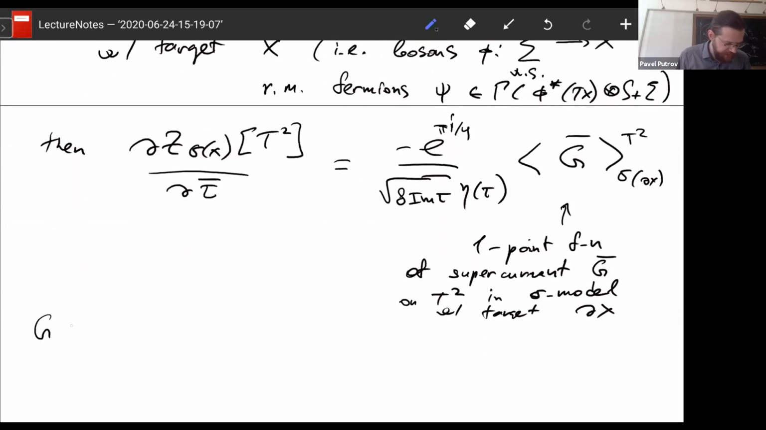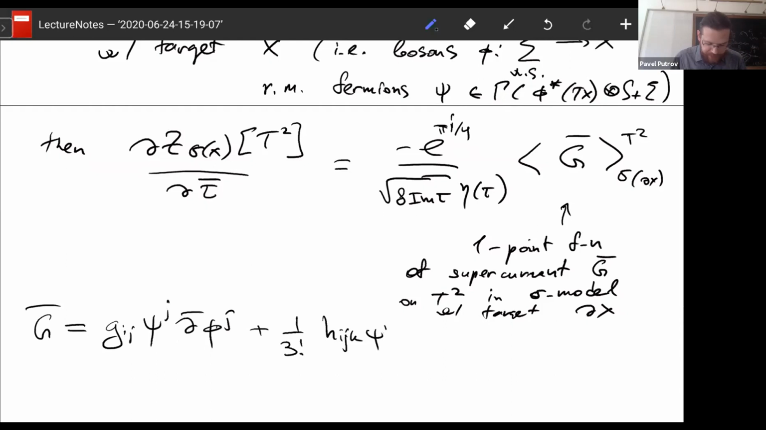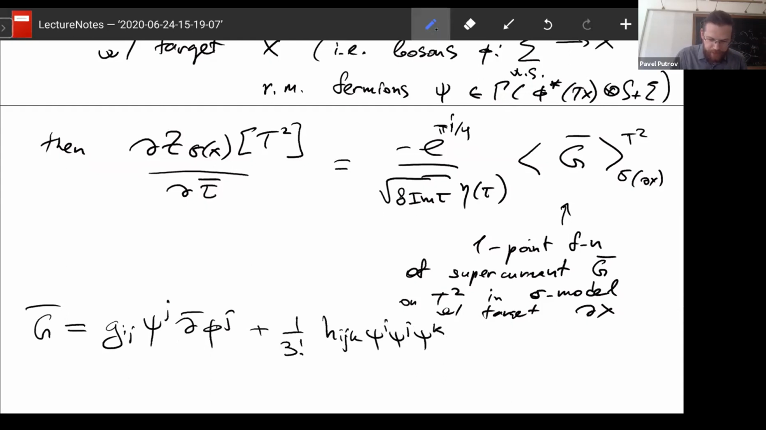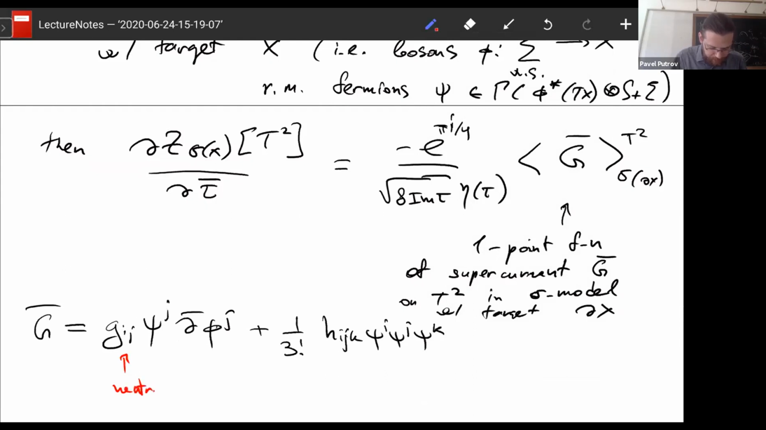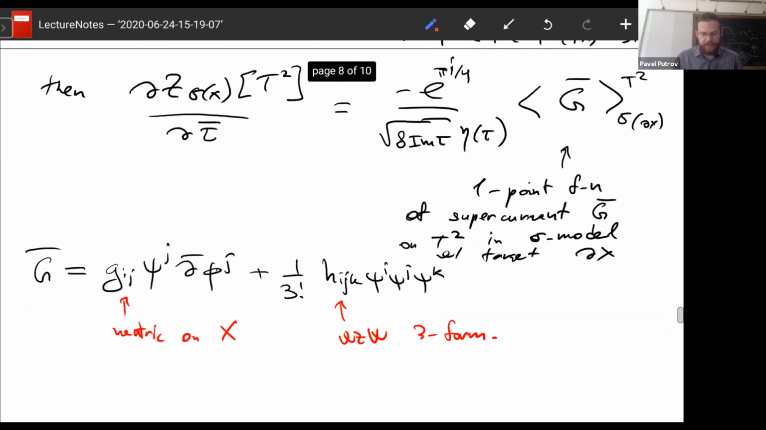If you wish, there's an explicit expression for the supercurrent in the sigma model. They actually make the statement more general, not just for sigma models, but it's the easiest to understand for sigma models. The supercurrent has the following expression in terms of our fields phi, the bosons, and psi, the right moving fermions, where this is just the metric on the target, on X or on the boundary, and this is the Vafa-Witten three form, the three form on the target which is used to define the Vafa-Witten term.